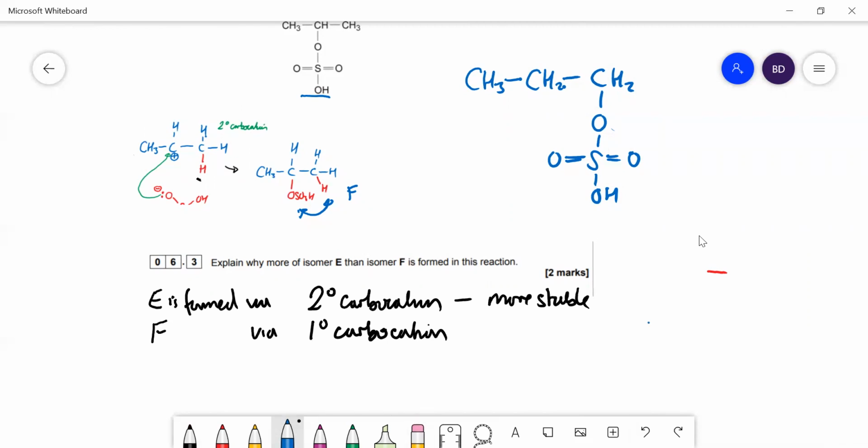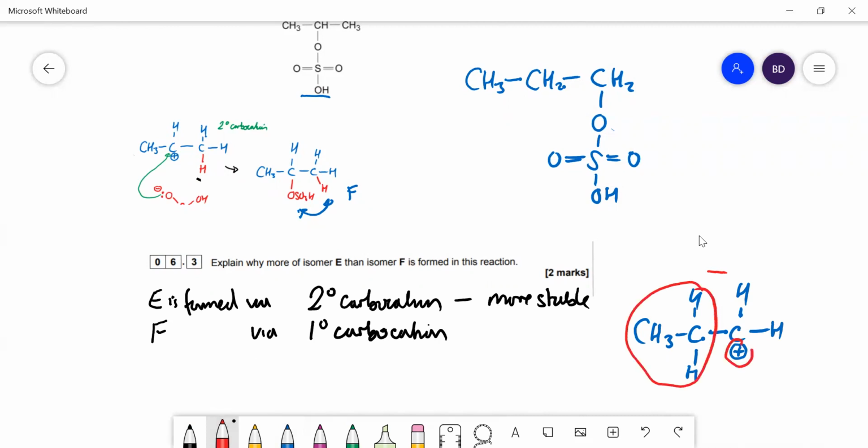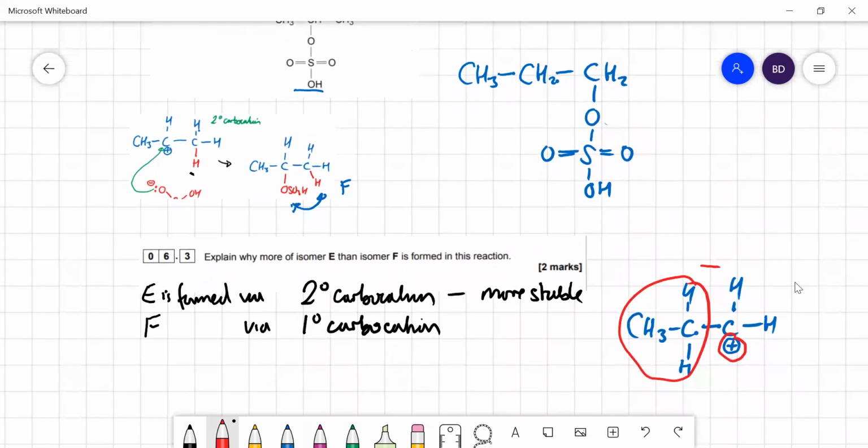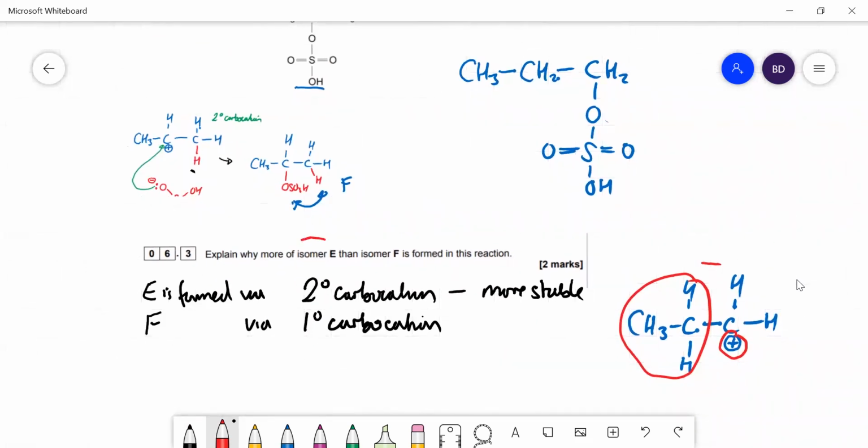And the primary carbocation, again, you don't need to draw this, but just for your satisfaction, I'm going to draw it. The primary carbocation would be like that. And that's less stable because you've only got one alkyl group pushing charge into this positively charged carbon atom there. All right. Now, the classic mistake people make here is they give the wrong answer. They'll say you get more of E because E is more stable than F.